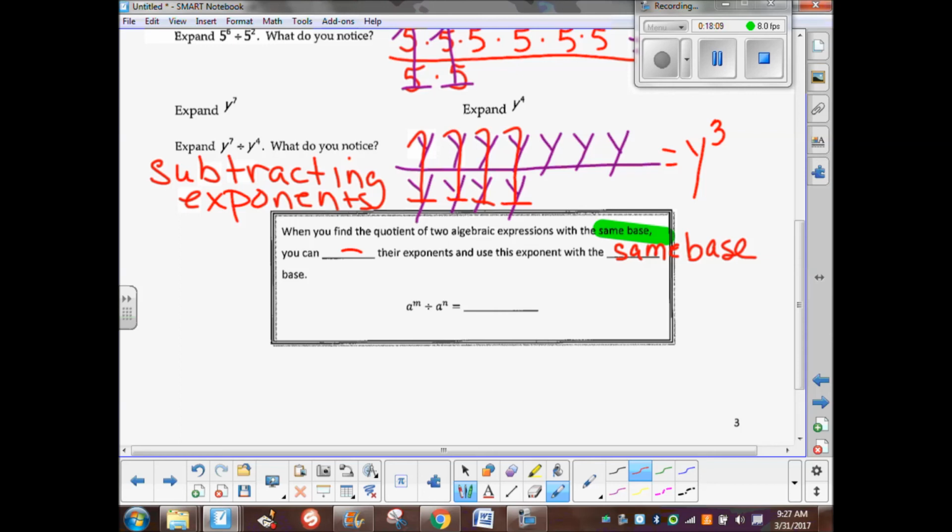A to the m divided by a to the n. We said when we have like bases and we divide, what do we do with the exponents? Subtract, so tell me what to write. A to the m minus n, because the exponent is the m minus n. A is the base. Okay. All right, let's practice.